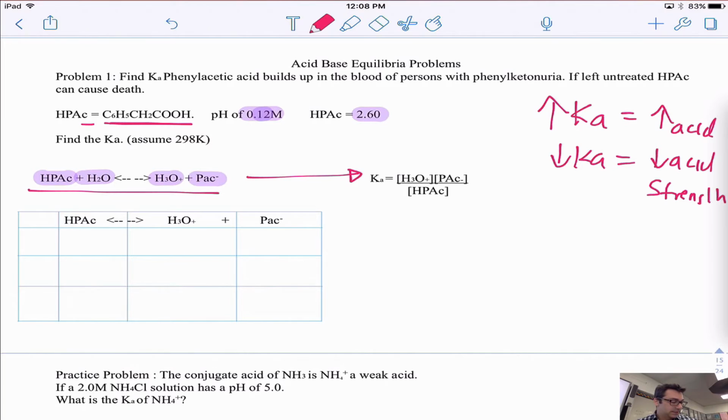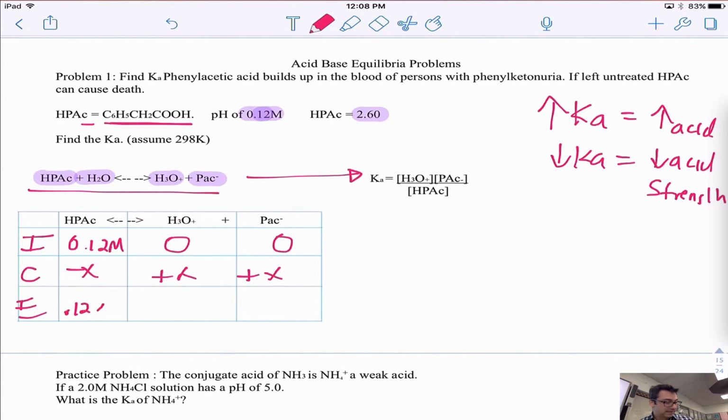And now what I'm going to do is set up an ICE table, which should feel familiar to you. I stands for initial. We have 0.12 molar, and we don't have any of the products yet. We have -x, +x, +x. We have 0.12 - x, and then we have x and x.